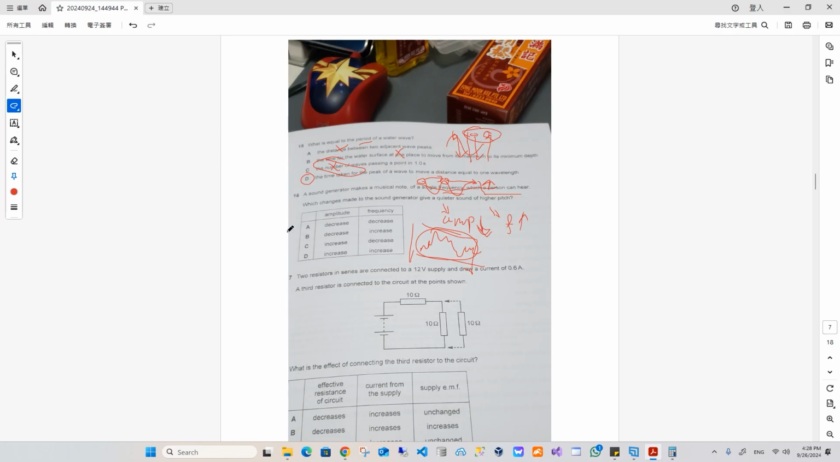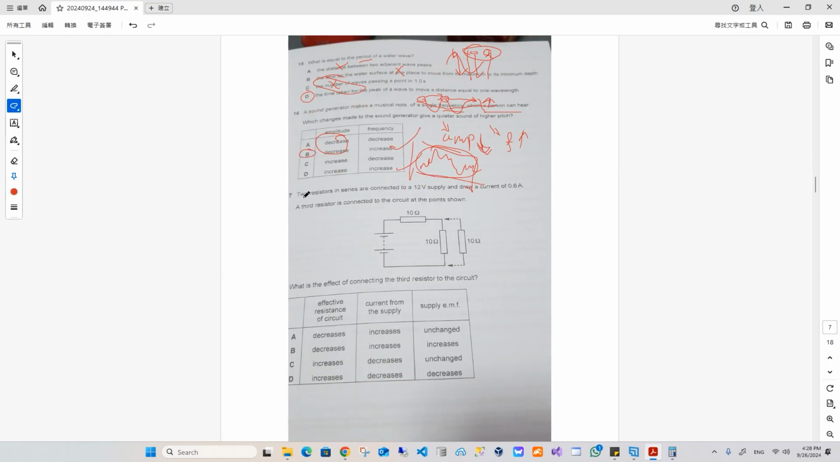So anyway, quieter means amplitude decrease, higher pitch means frequency increase. So here and here. So answer is B.